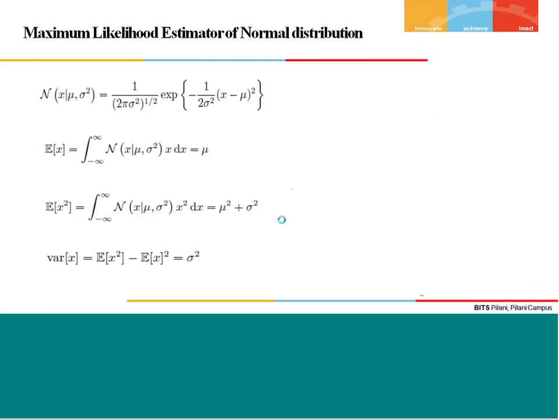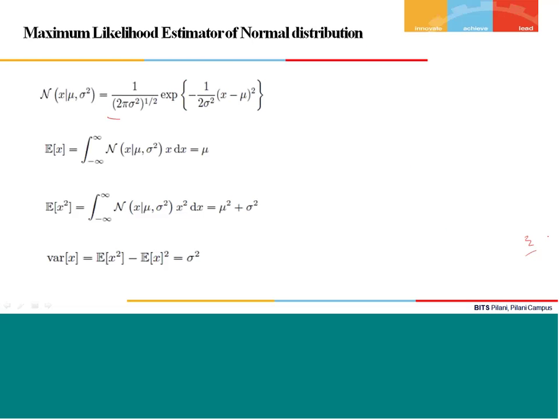Okay, so let's start with the maximum likelihood estimator of the normal distribution. I'm on this slide now. I just want to recall what the normal distribution is, what the expected value of a normal distribution is, what the expected value of x square is when this is normally distributed, and what the variance is here. I assume that you know all these things.